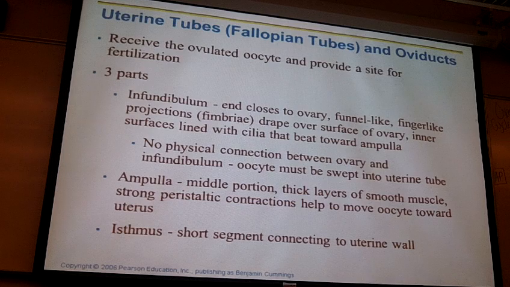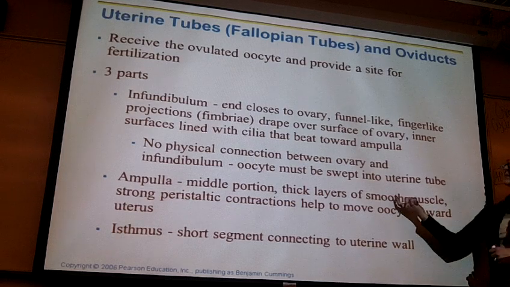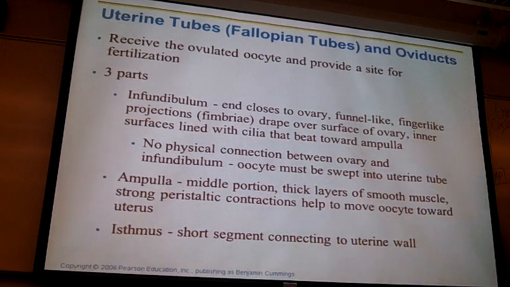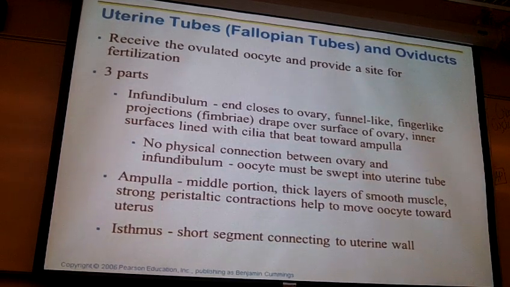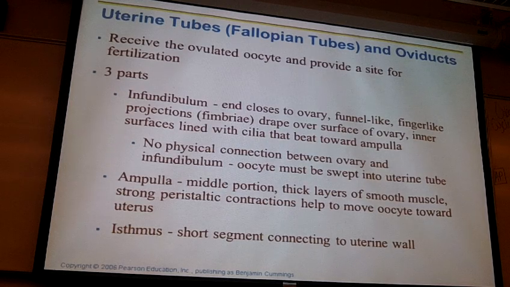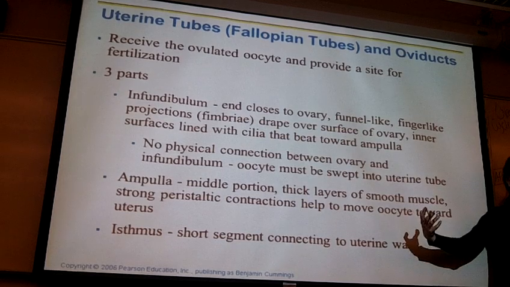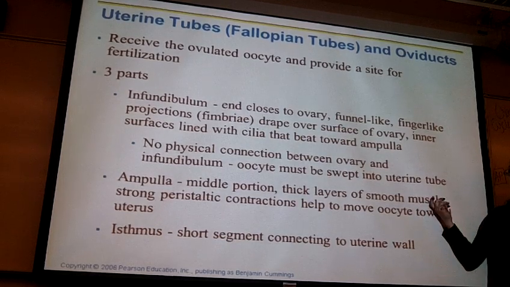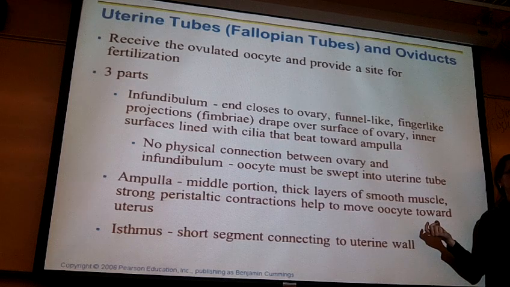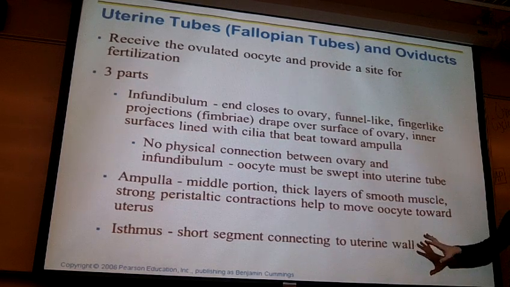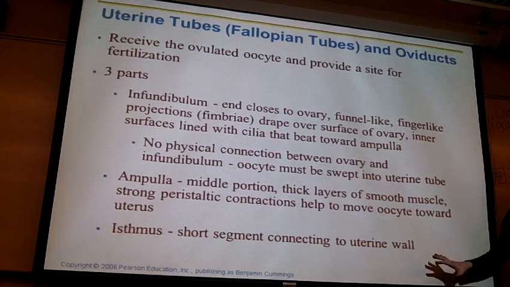Prostaglandins. In the semen, there are prostaglandins that cause this smooth muscle to contract. So even if the female has sex and doesn't have an orgasm, and so doesn't have that sympathetic stimulation to cause the smooth muscle to contract, you can still get the oocyte moving and the sperm moving, aside from the flagella, because of those prostaglandins in the semen. The isthmus is the short section that connects the fallopian tube to the uterus.